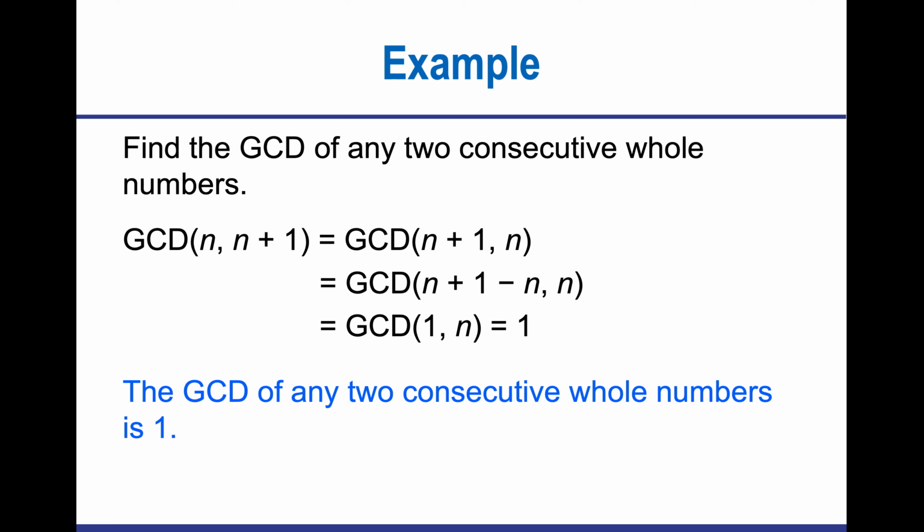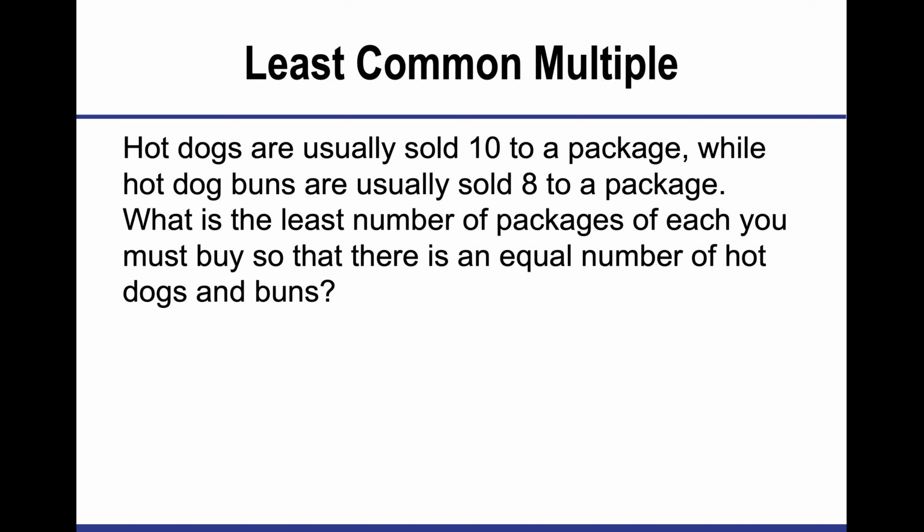So if you have two consecutive whole numbers, the greatest common divisor is 1. And 1, while it is not prime or composite, it does count as a greatest common divisor. And that's something that students will sometimes get flipped when they're trying to remember things.